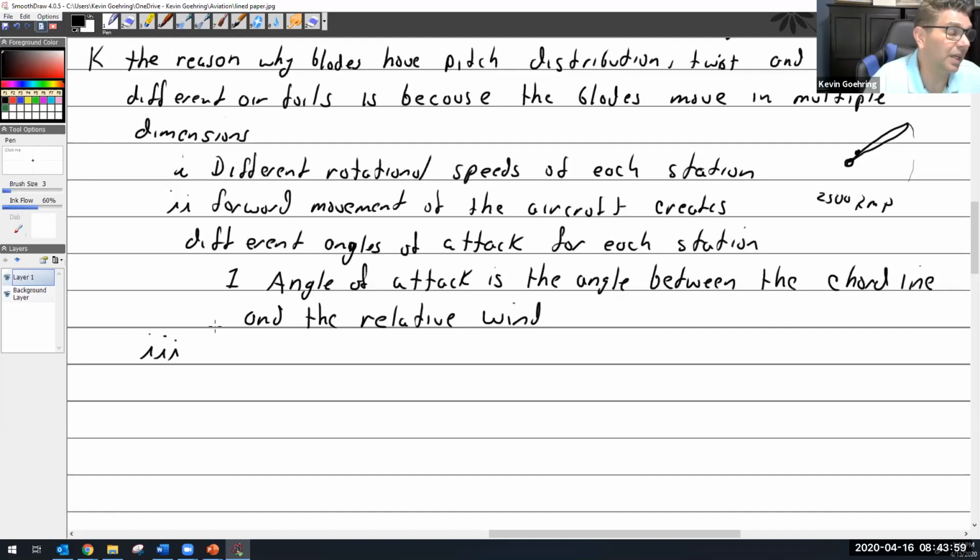I don't know. Let me think about that one. They do have a bit of an aerodynamic twist to it, but you're not changing what they're doing to the extent that you are with a helicopter. And plus those blades are huge.